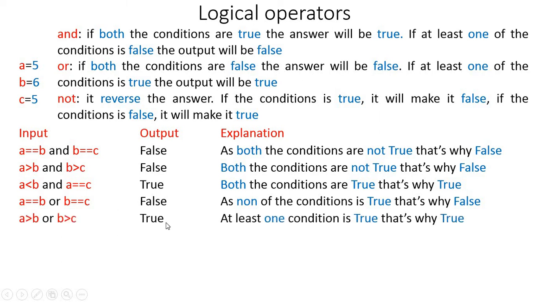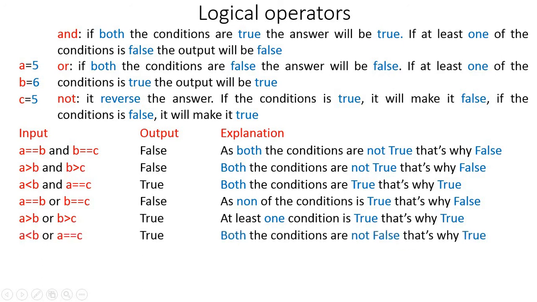The output of this is true. If at least one of the conditions is true, the output will be true. Here in these 2, one of the conditions is true. A is greater than B, which is false. B is greater than C is true. In these 2 conditions, one of the conditions is true, so the output will be true. Here A is less than B is true. A is equal to C is true. So according to the principle, if at least one of the conditions is true, the output will be true.